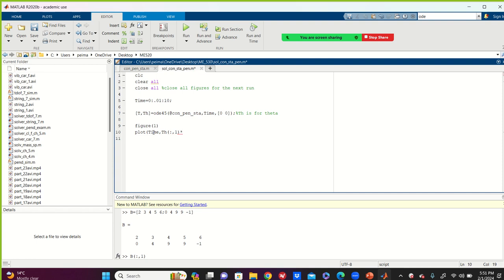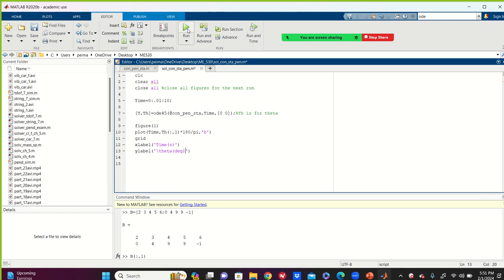So you have to multiply the radian by 180 divided by pi. Now this is degree. Okay, I'm gonna say in blue. Then I'm gonna say grid. I'm gonna say X label, put time in second, and the Y label, put theta in degree.